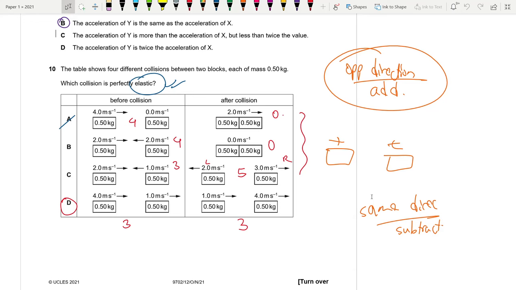Then for C, 2 plus 1 is equal to 3. And then look at this. After the collision, they are moving in opposite directions, right? So we need to add it up again. 2 plus 3 is equal to 5. Since 3 is not equal to 5, that's why it's not elastic. Look at the last one. They are traveling in the same direction, both to the right. If they're traveling in the same direction, you need to subtract. So 4 minus 1 is equal to 3. Look at this. They're still traveling in the same direction. 4 minus 1 is equal to 3. Since 3 is equal to 3, D is in fact an elastic collision.